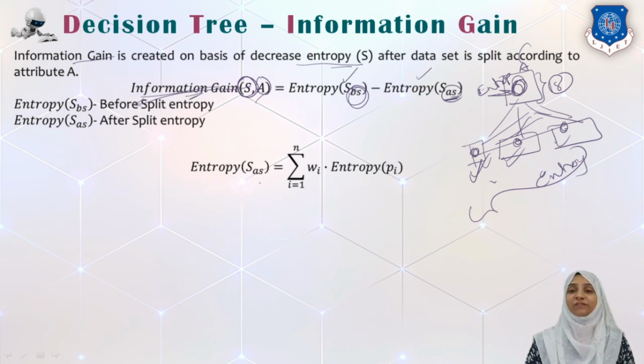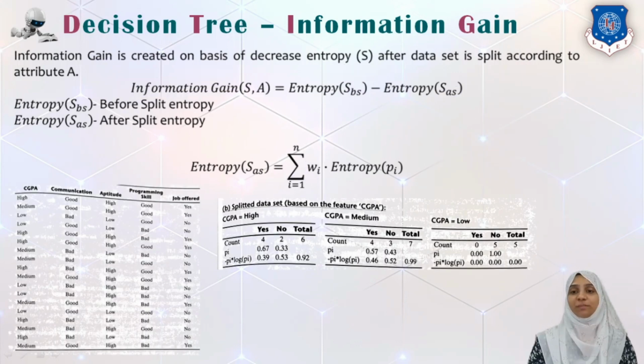The entropy after split is calculated with the entropy of this partition and this partition, added with weights. We calculate the weight of each partition and later add all these entropies along with weights to generate the final entropy. The difference between the original before-splitting entropy and the after-splitting entropy is our information gain. Before splitting, the entropy of the complete data set was 0.99, which we have just seen how we calculated.